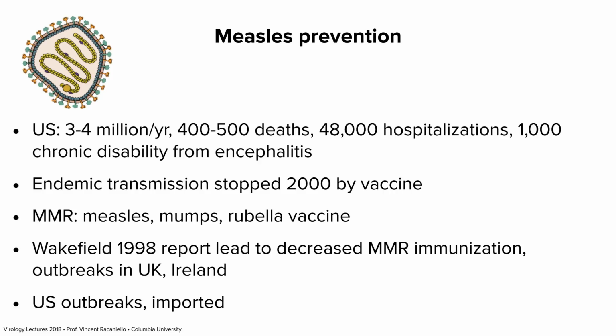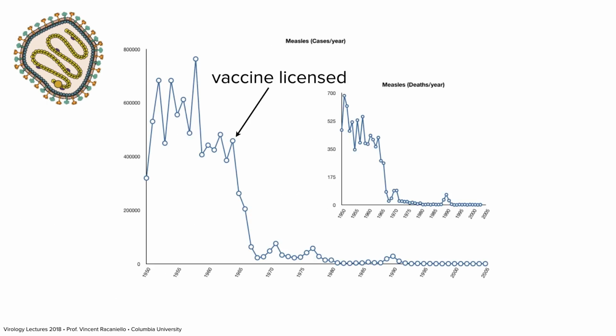Because of decreased immunization, and this occurs in pockets, parents get together: are you going to immunize your kid against it? No, I'm not going to. And then they all don't, and you have pockets of susceptibles, and you have outbreaks in the UK and Ireland initially, because that's where the paper was published, and then these people spread the virus to the US, so there have been lots of imported outbreaks as well.